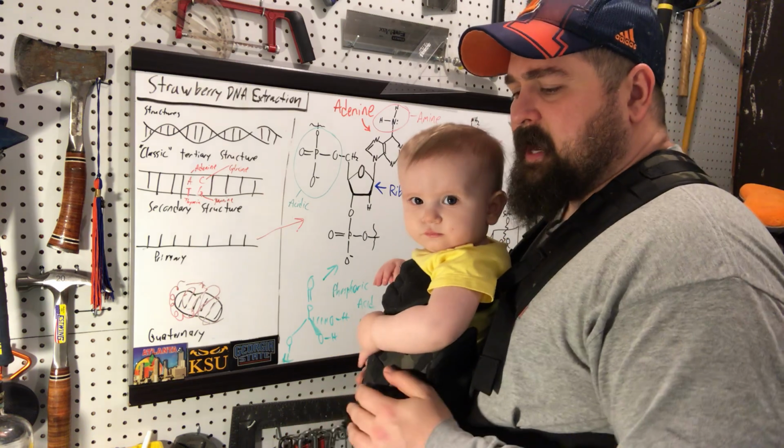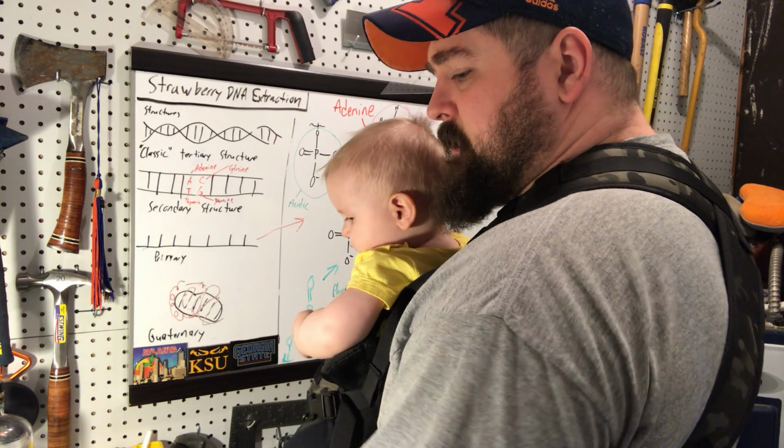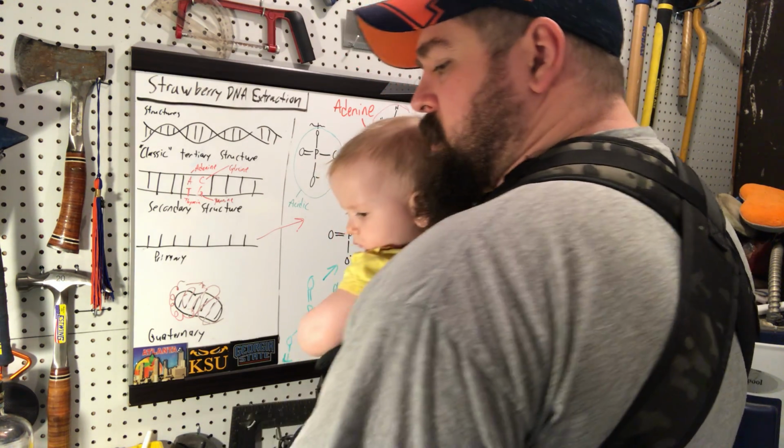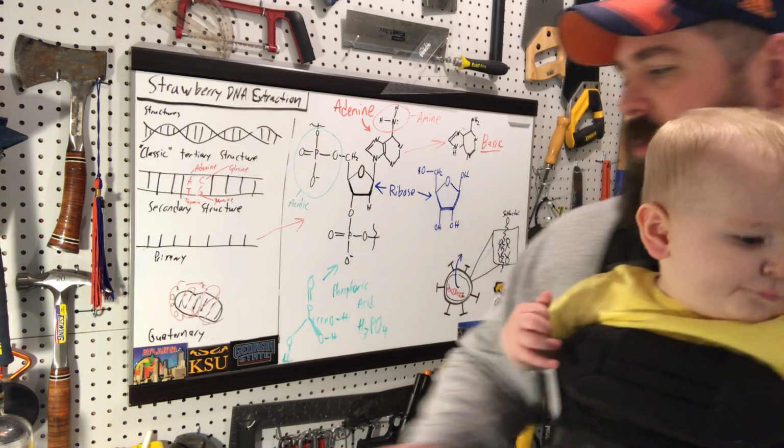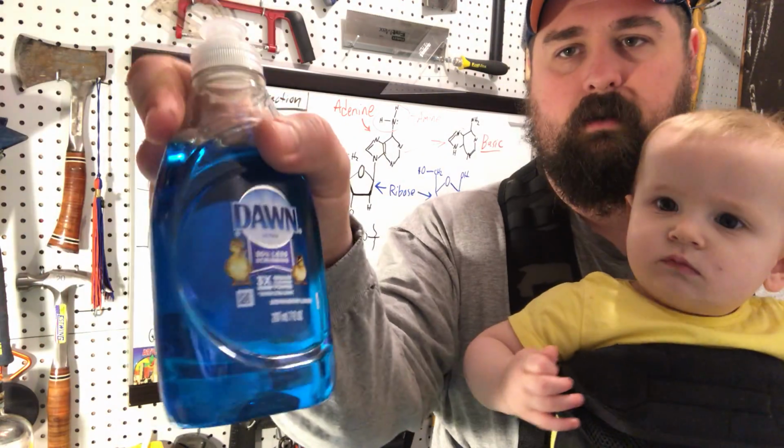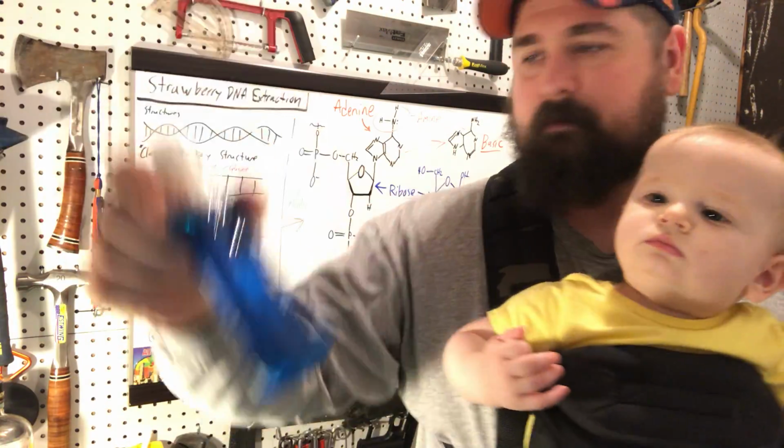Alright, so how does it do that? Well, the main thing is the soap. What is soap, and why dish soap? And what is dish soap made of? Well, dish soap, for example, this one here, is made of a lot of things.